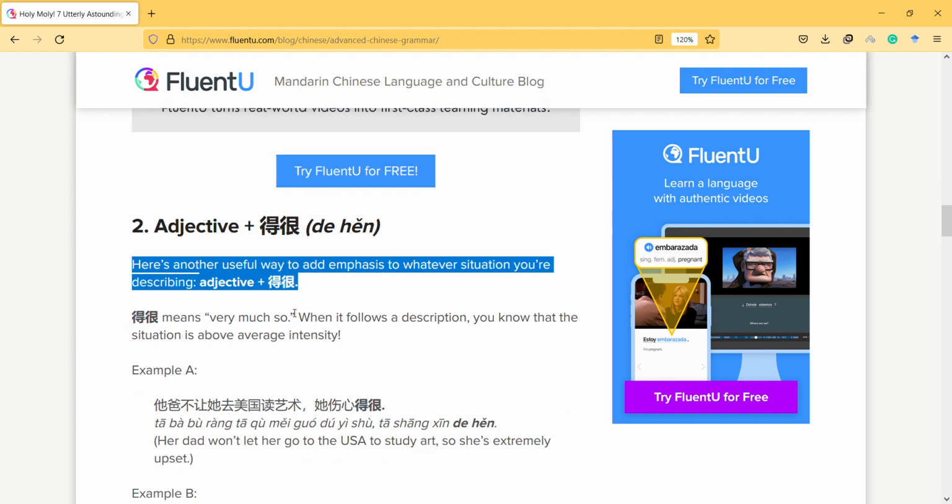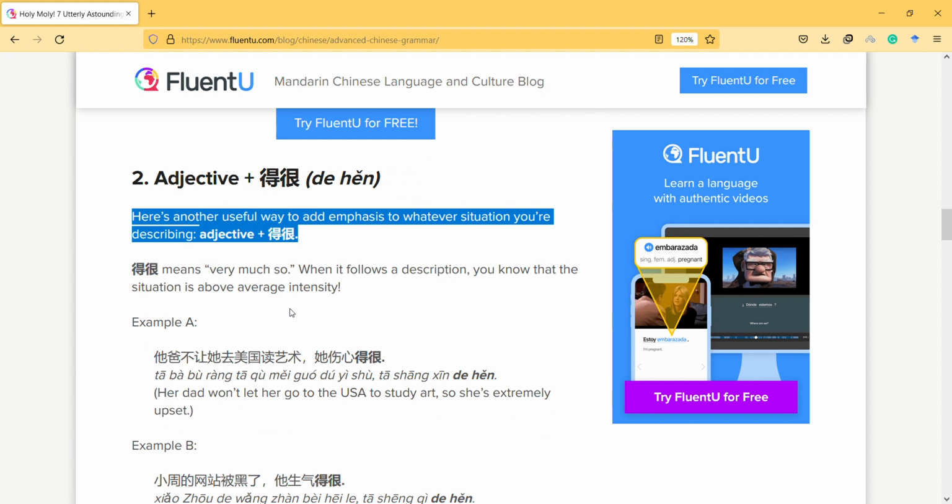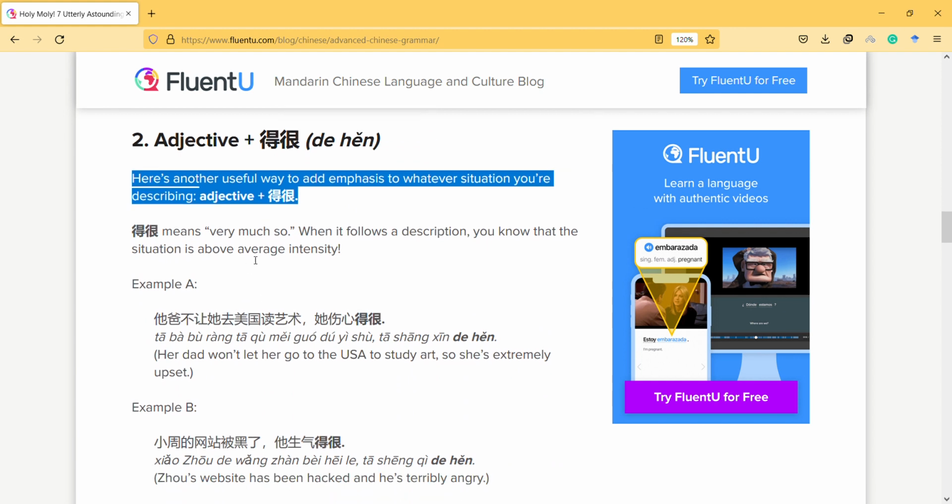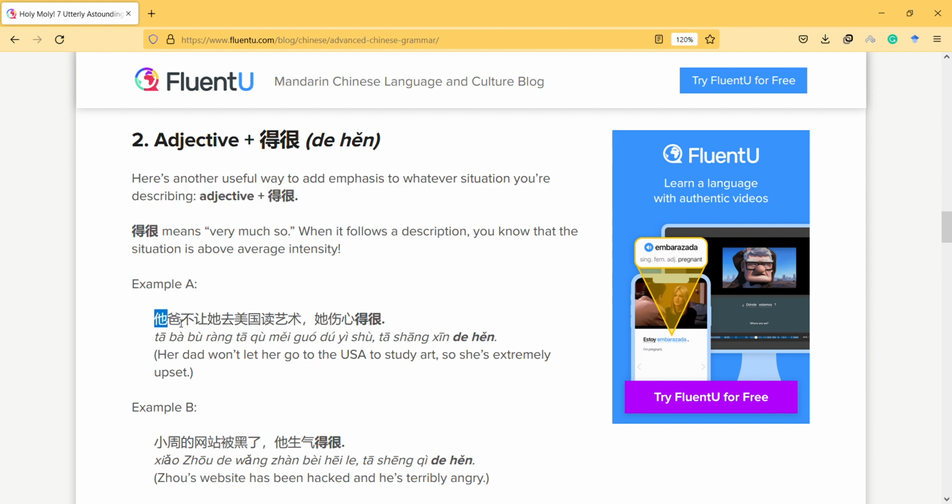Here is another useful way to add emphasis to whatever situation you are describing. It's the hen. I'm so happy, I'm so sad. Ta shanxin de hen. Shanxin means sad. Shanxin de hen, very unhappy.